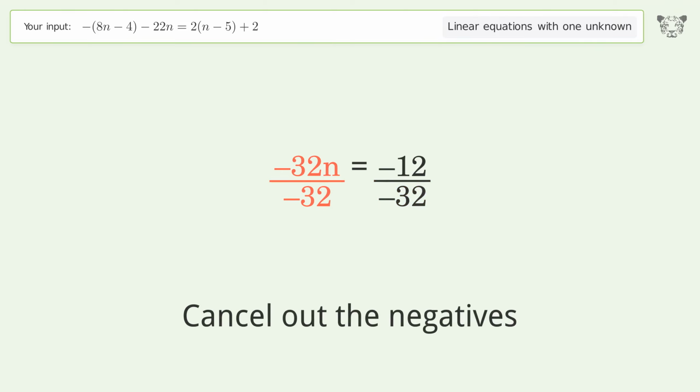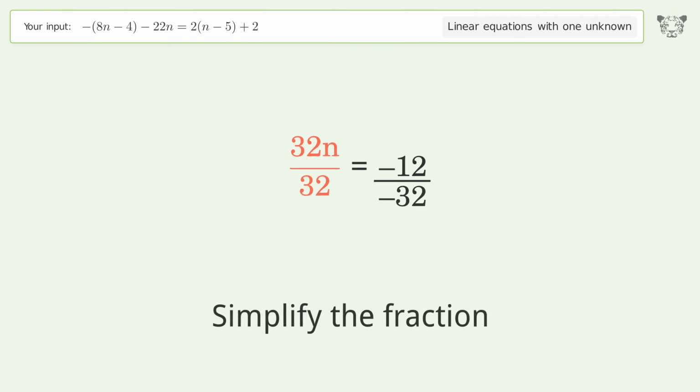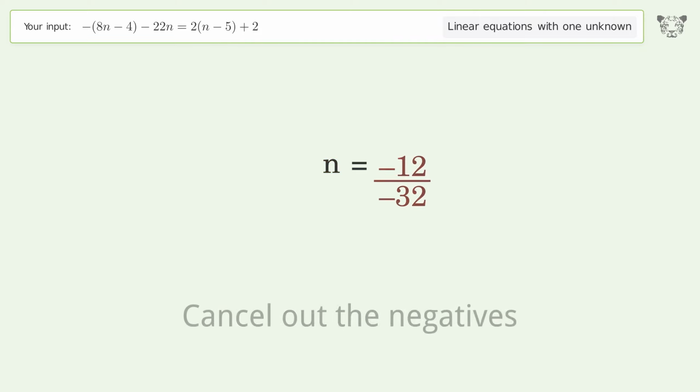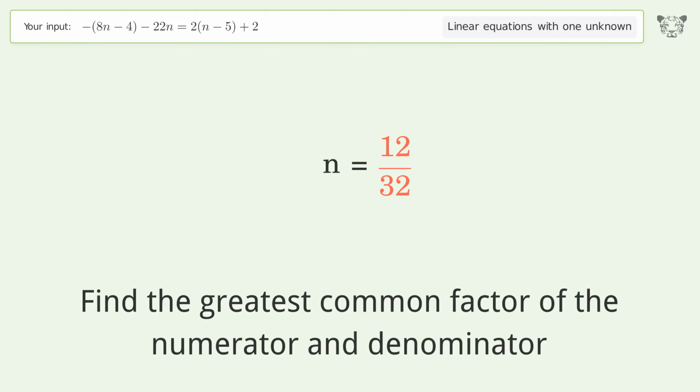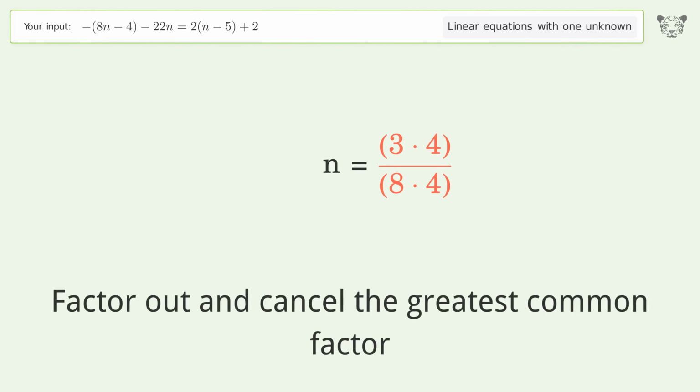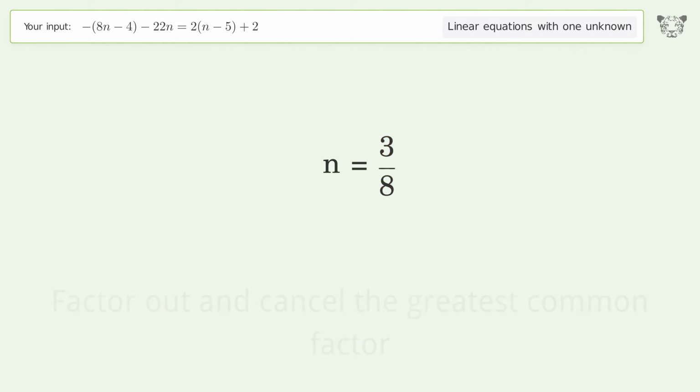Cancel out the negatives. Simplify the fraction. Cancel out the negatives. Find the greatest common factor of the numerator and denominator. Factor out and cancel the greatest common factor. And so the final result is n equals 3/8.